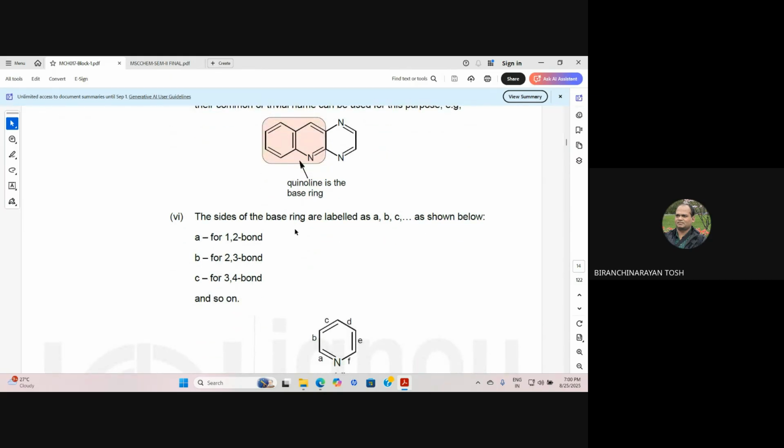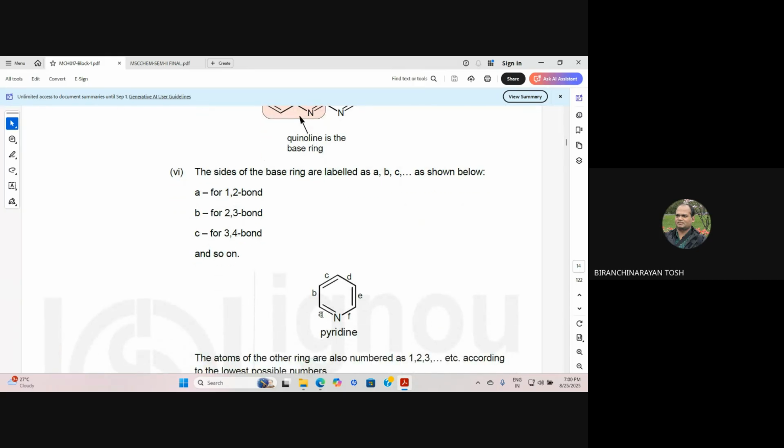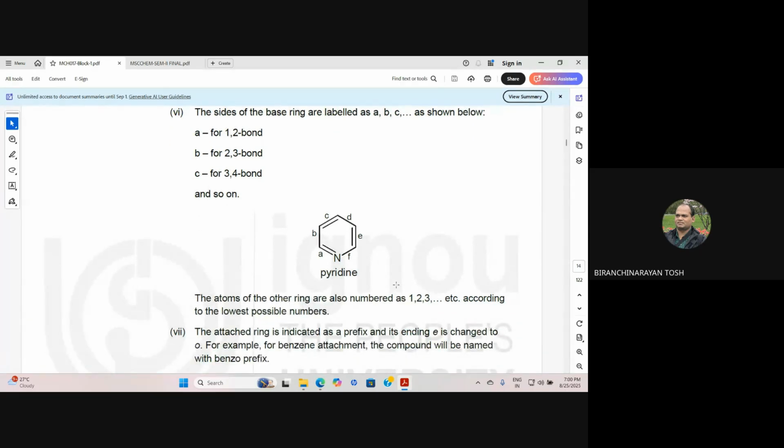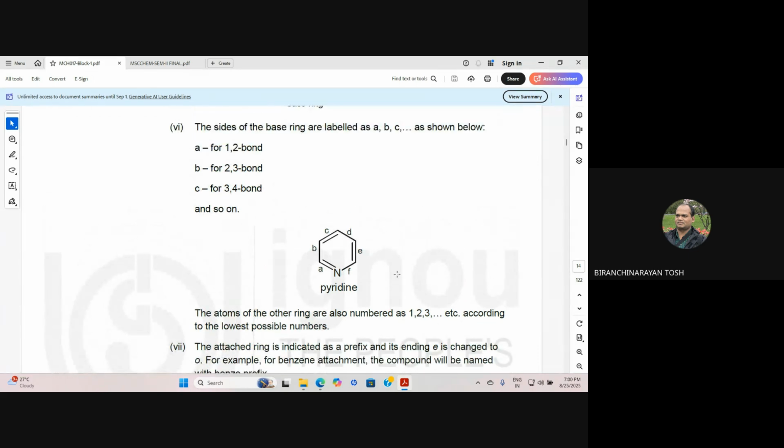The sides of the base ring are labeled as a, b, c as shown. A for the 1,2 bond, b for the 2,3 bond, c for the 3,4 bond. 1,2 is a, 2,3 is b, 3,4 is c, then 4,5 is d, and 5,6 is e, and again 6,1 is f. The atoms of other rings are numbered 1, 2, 3 according to the lowest possible locants. This is for the base ring.